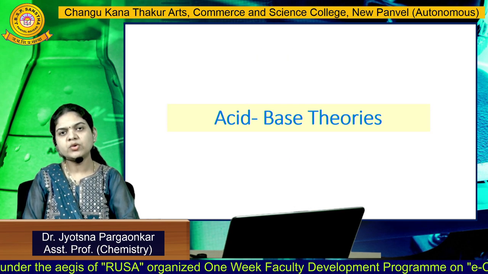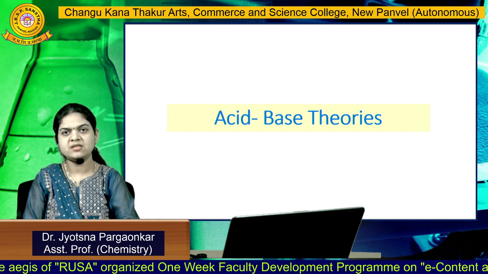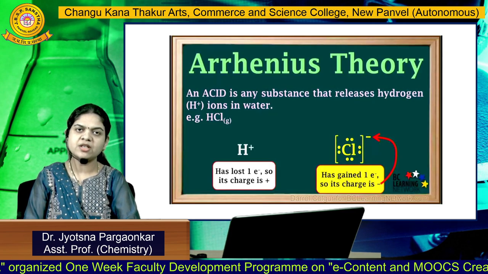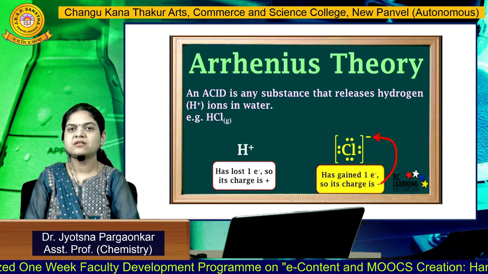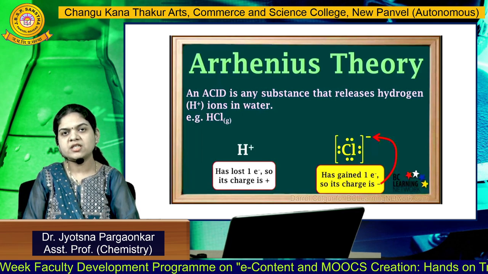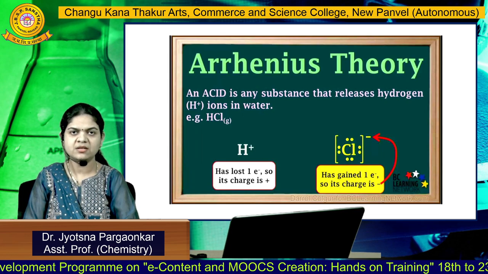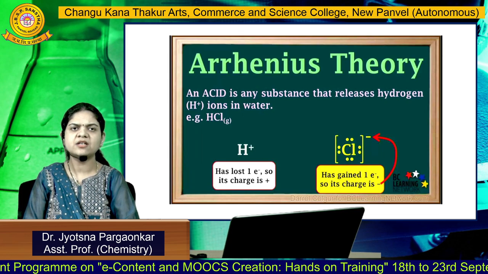Students, today we are going to see acid-base theories. As we are all familiar, the acid-base theories are the Arrhenius theory, Bronsted-Lowry theory and Lewis theory. So first of all, we will see the Arrhenius theory.